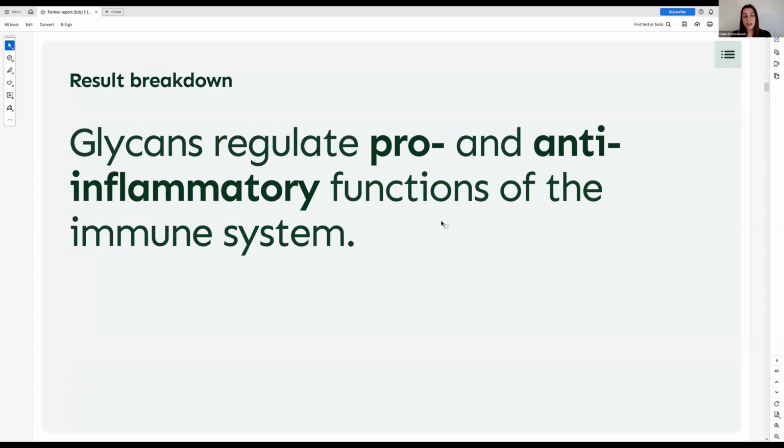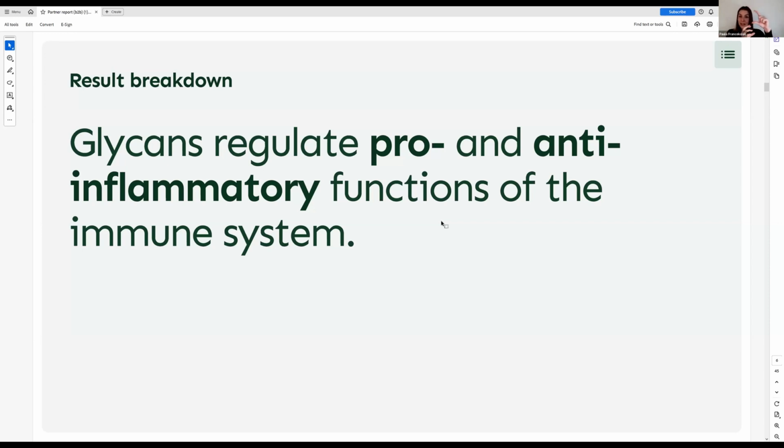Okay, so this is also a summary just to remind you that glycans regulate pro and anti-inflammatory functions of the immune system. So I mentioned this before. So what is important is for us to have a balance between the pro-inflammatory and anti-inflammatory functions, and glycans are responsible for this. So glycans are complex sugars that our body creates, and they get put on top of our immune system molecules. If they are created in a pro-inflammatory way, what they would do is activate all of the pro-inflammatory cascade and activate inflammation in the body.